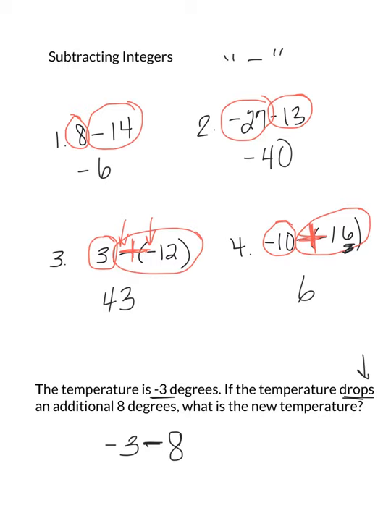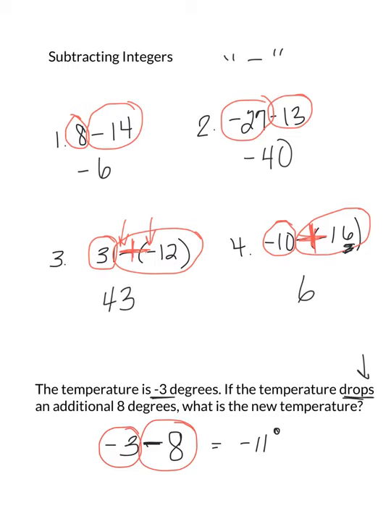Okay, well, we're going to circle our terms here. So I have a negative 3, and I have that negative 8. I don't have a negative 3 minus 8. I have that negative 3, negative 8. I'm going to put my two terms together. So 3 negatives and then another 8 negatives is going to give me 11 negative degrees. So our new temperature is negative 11 degrees.